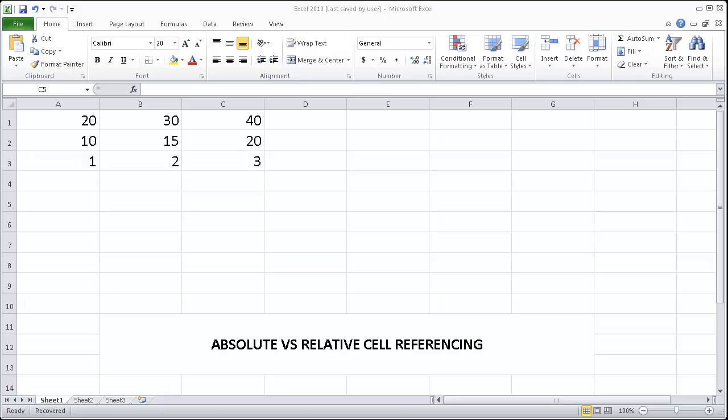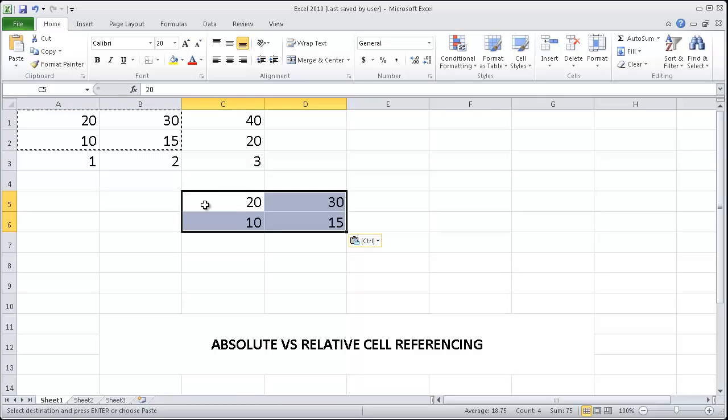In this tutorial, we'll explore the difference between absolute versus relative cell referencing in Excel 2010. Type in some information as follows. And what we're going to do here is copy these numbers, Control C, and right click, paste, or faster yet, Control V. As we copy these numbers and paste them here, as expected, we have the correct result.